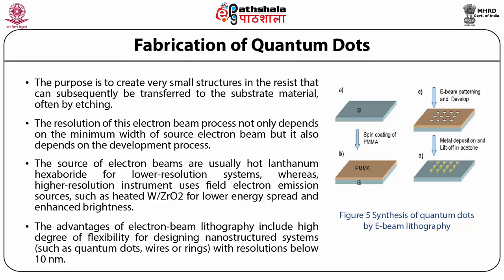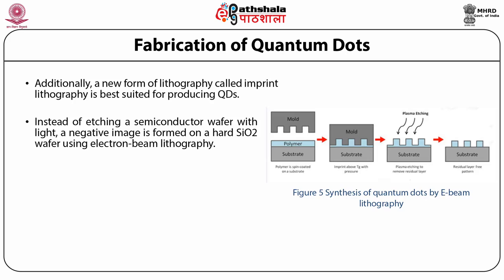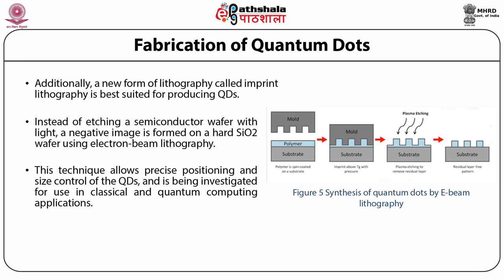Additionally, a new form of lithography called imprint lithography is best suited to produce quantum dots. Instead of etching a semiconductor wafer with light, a negative image is formed on a hard silicon dioxide wafer using electron beam lithography. This mold is used as a stamp and is physically pressed onto a silicon layer to form the quantum dots. This technique allows precise positioning and size control of the quantum dots and is being investigated for use in classical and quantum computing applications.